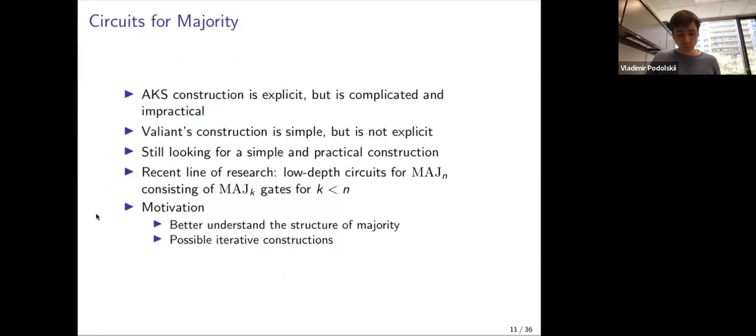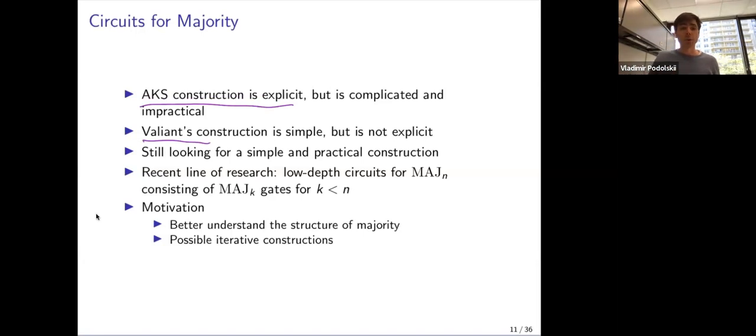Okay, so now for circuit for majority, we have two constructions actually. So we have two proofs that there is such a circuit of logarithmic depth. There is the AKS construction. It is explicit, so you can actually construct the circuit in polynomial time, but it is complicated and it is impractical because the constant is large in front of the logarithm. There is a Valiant construction, which is really simple. I just explained the construction, but it is not explicit, so it's randomized.